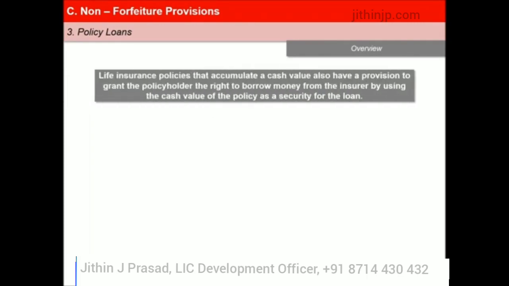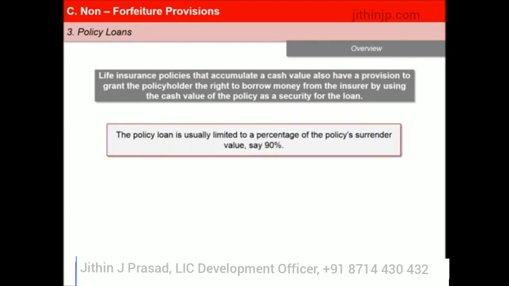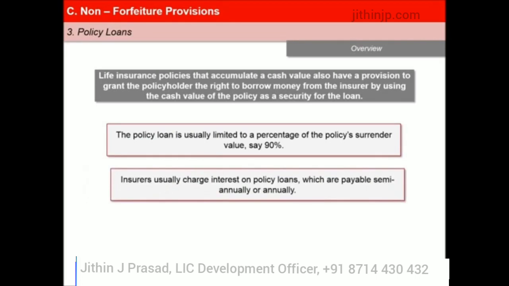Life insurance policies that accumulate a cash value also have a provision to grant the policyholder the right to borrow money from the insurer by using the cash value of the policy as a security for the loan. The policy loan is usually limited to a percentage of the policy's surrender value, say 90%. Insurers usually charge interest on policy loans, which are payable semi-annually or annually.